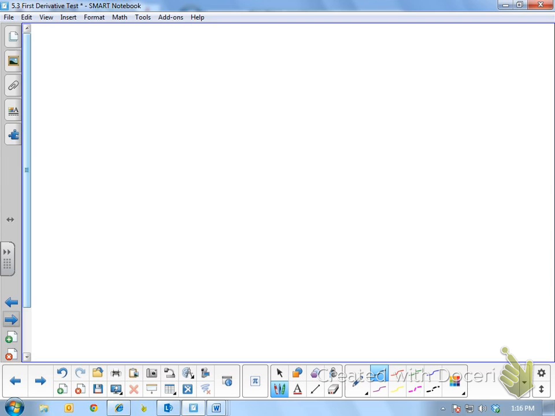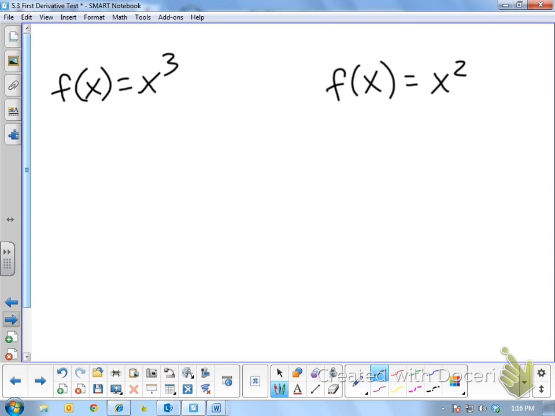So we're going to compare two things right now. f of x equals x to the third, and we're just keeping it basic so we can compare. f of x equals x squared. We're going to see what happens as we look for where it's increasing and decreasing, and how to tell then if something's a max or a min. So looking at f of x equals x cubed, how do we find where this function is increasing or decreasing?